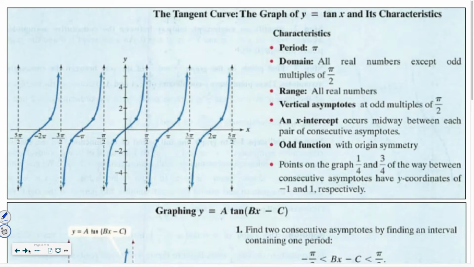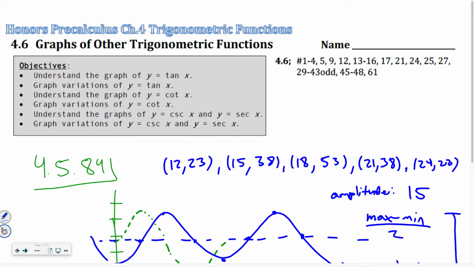Okay, so 4-6. 4-6 is all about graphing tangent of x, cotangent of x, cosecant x, and secant of x. Now, tangent and cotangent are just slightly different as far as the methodology we're going to use. It's going to look very different, but the methodology is slightly different. And cosecant and secant are actually very easy if we know how to do sine and cosine. It's just one step beyond sine and cosine for cosecant and secant. So that should go pretty quick.